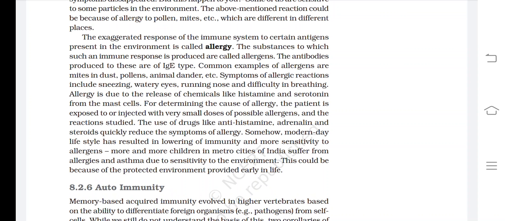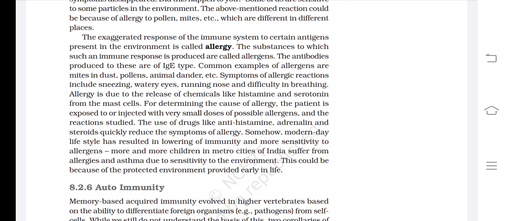Allergy is due to the release of chemicals like histamine and serotonin from the mast cells. For determining the cause of allergy, the patient is exposed to or injected with very small doses of possible allergens and the reaction studied. The use of drugs like antihistamine, adrenaline, and steroids quickly reduce the symptoms of allergy.